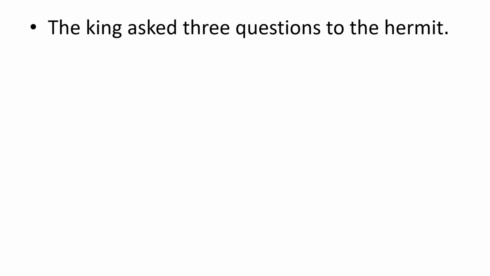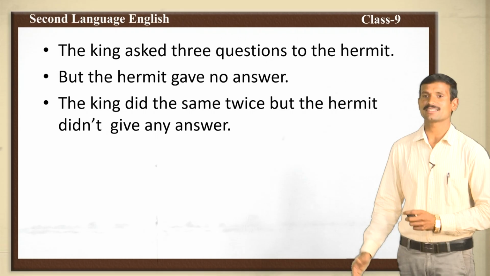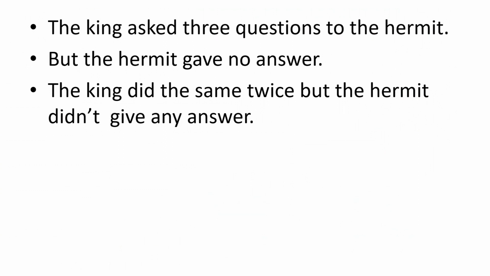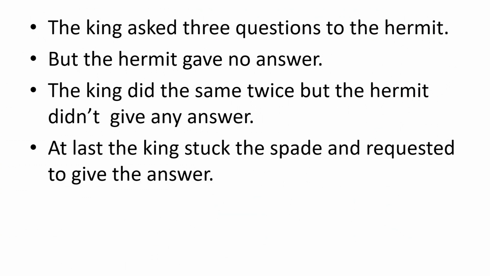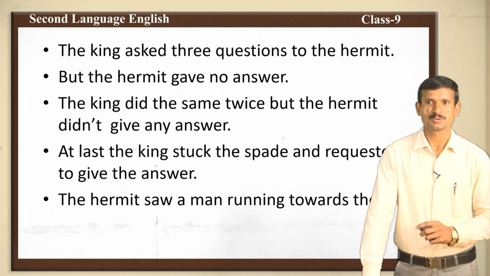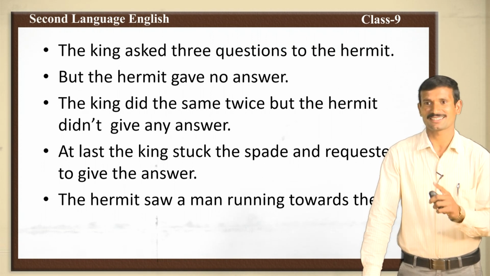He repeated the questions, but the hermit gave no answer. He did not give an answer to the king. The king repeated the questions again and again, but the hermit did not give an answer. Then at last the king struck the spade and requested him to give the answer. Next, the hermit saw a man running towards them. Who was the man? What happened to the man? These are the questions we should discuss now.